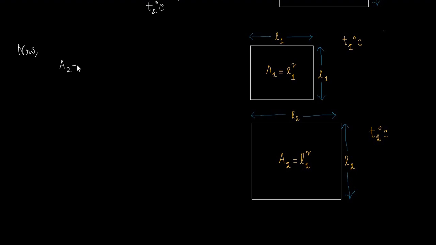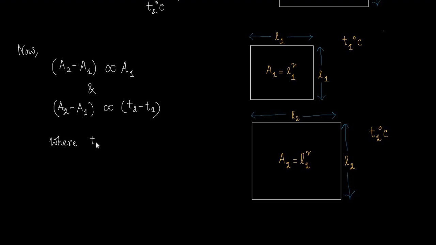Now the change in area is A2 minus A1. The change in area of the square plate, A2 minus A1, is directly proportional to the initial area A1, and also A2 minus A1 is directly proportional to the change in temperature, that is T2 minus T1, where T2 minus T1 is the difference between the final and initial temperature of the square plate.